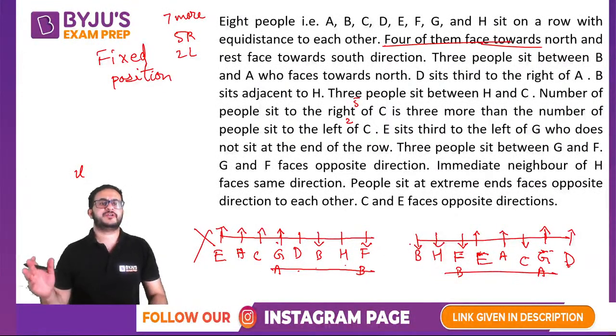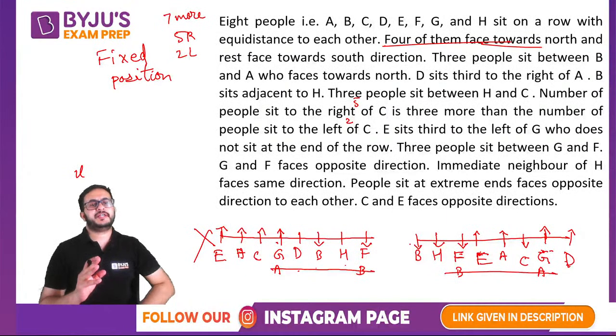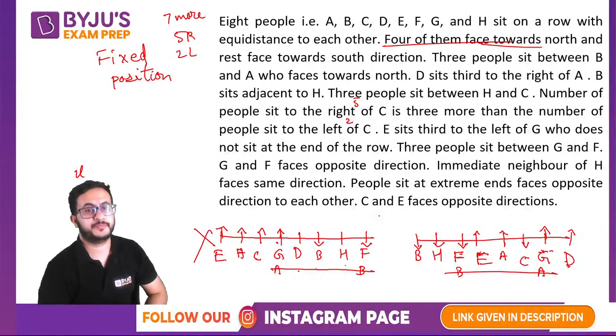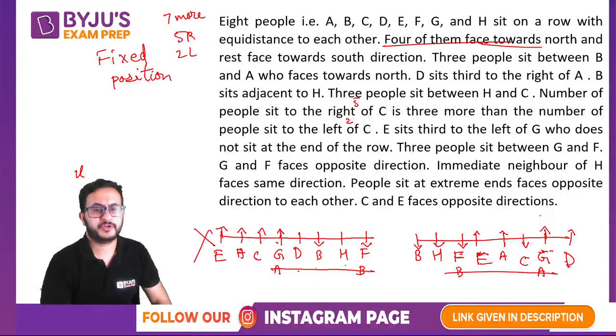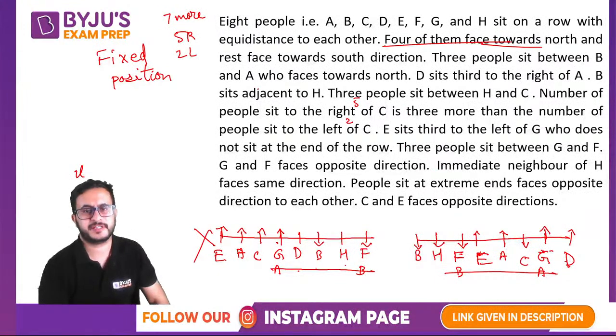The key in an arrangement based question is always to get a fixed position, because if you start with others, you will get multiple possibilities. We started and got just 2 cases, just because the direction was not certain, whether it is facing north or facing south.